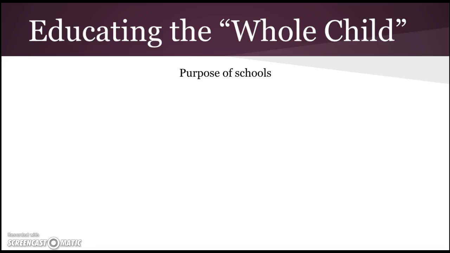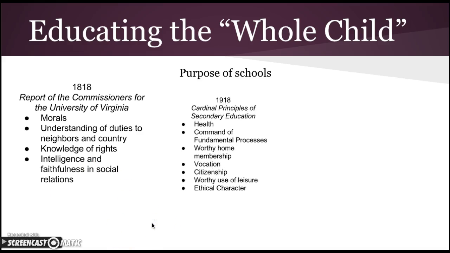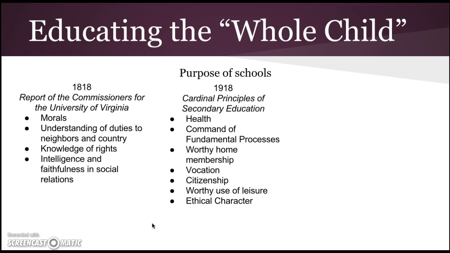Throughout the years, the ideas of educating students have changed, and we will discuss how these changes have progressed throughout time. In 1818, the Report of Commissioners for the University of Virginia stated that morals, understanding, duties to neighbors and country, knowledge of rights, and intelligence and faithfulness in social relations were all very important aspects in educating the whole child. After 100 years had passed, these principles changed. The purpose of schools in 1918 was set by the Cardinal Principles of Secondary Education. They said the main purposes of schools were health, command of fundamental processes, worthy home membership, vocation, citizenship, worthy use of leisure, and ethical character.